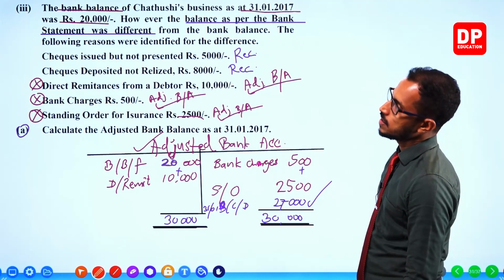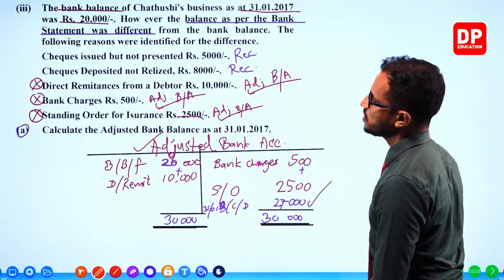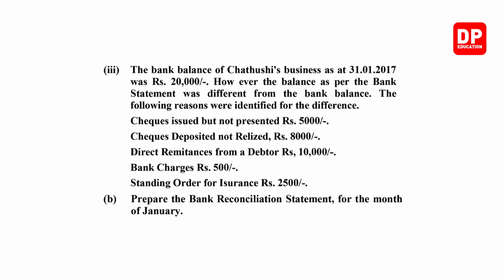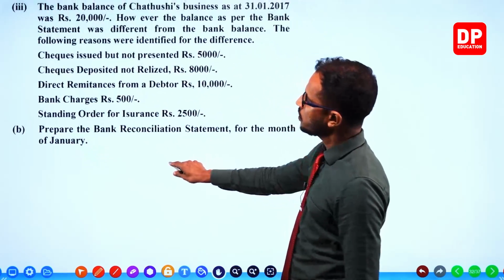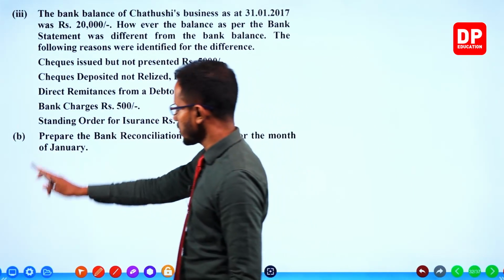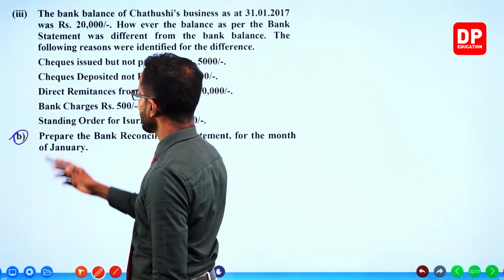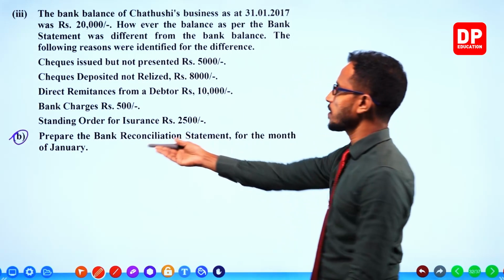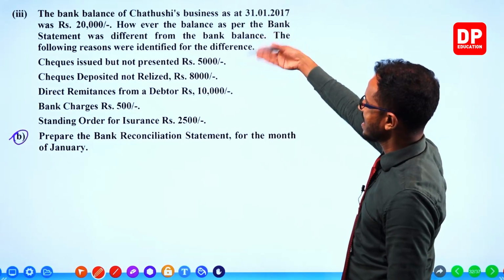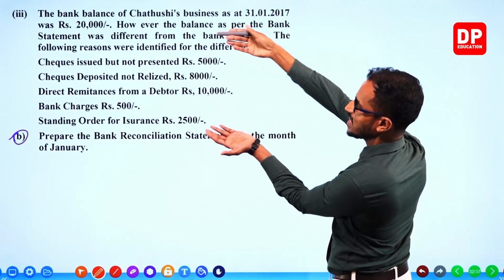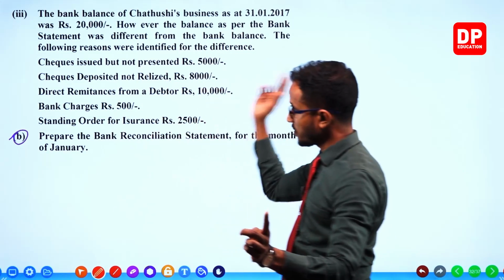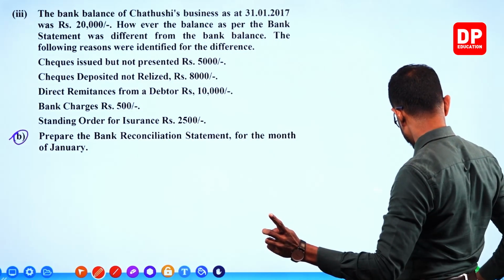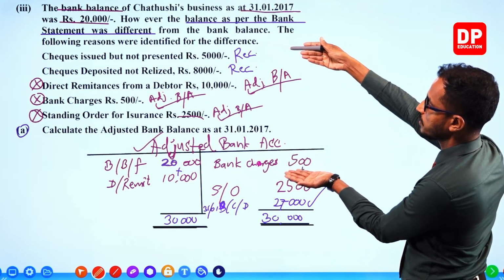Okay, that's it. Is it the only question in the third one? Third question. Oh, we have the B part two. Prepare the bank reconciliation statement for the month. These are the same information. I mean, this is the same case given on the previous slide, same case, okay?